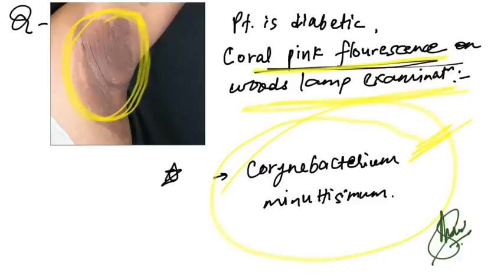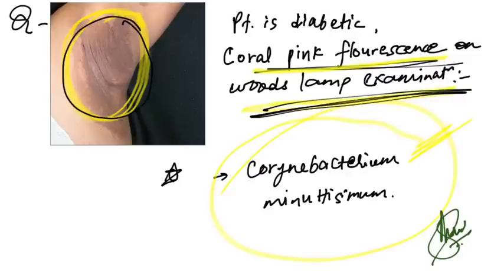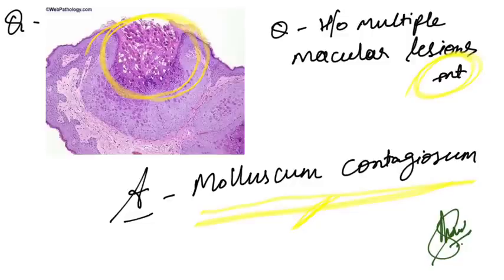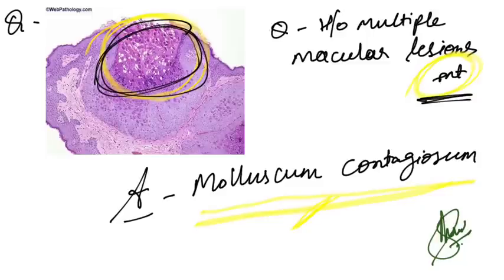Now, a diabetic patient with coral pink fluorescence on Wood's lamp examination. So the diagram was given under the axilla. So this is Corynebacterium minutissimum. Now, a history of multiple macular lesions is present, and this histopathological diagram is given. This is significant for molluscum contagiosum.